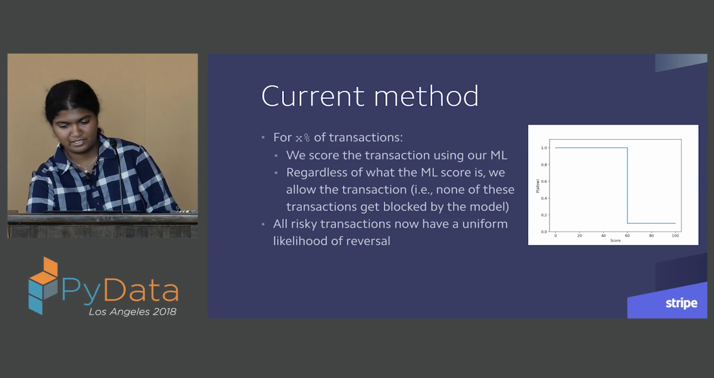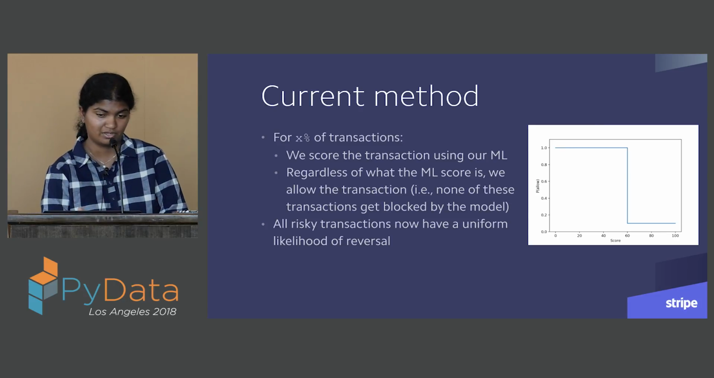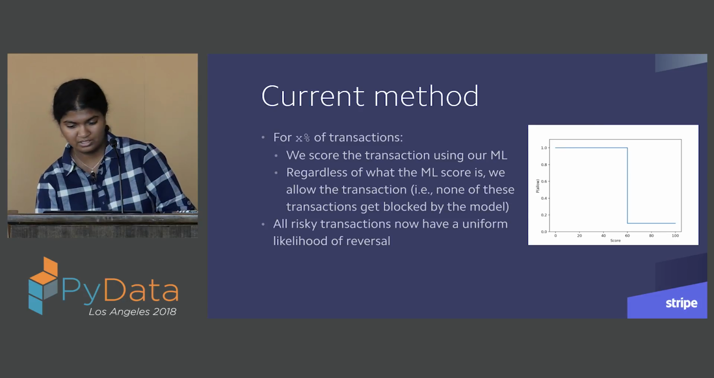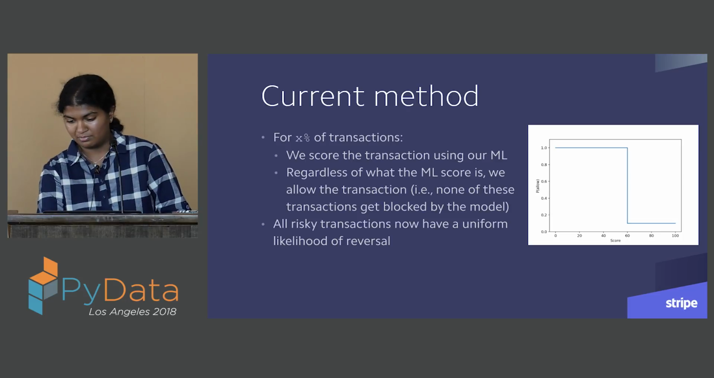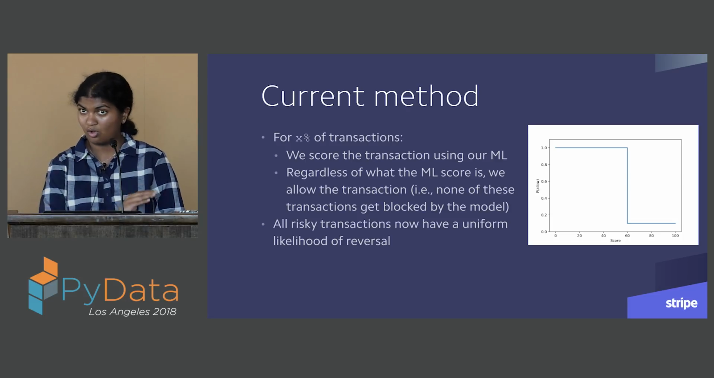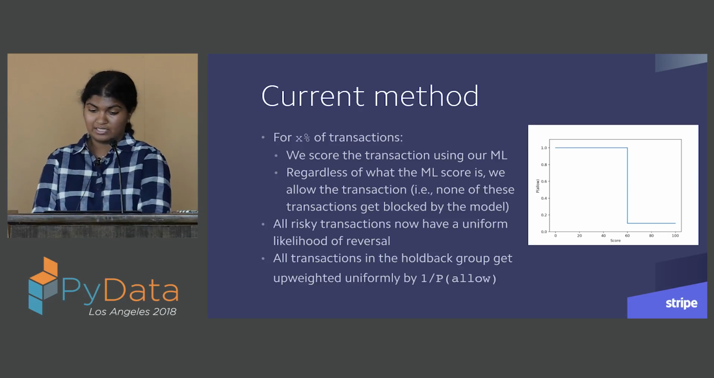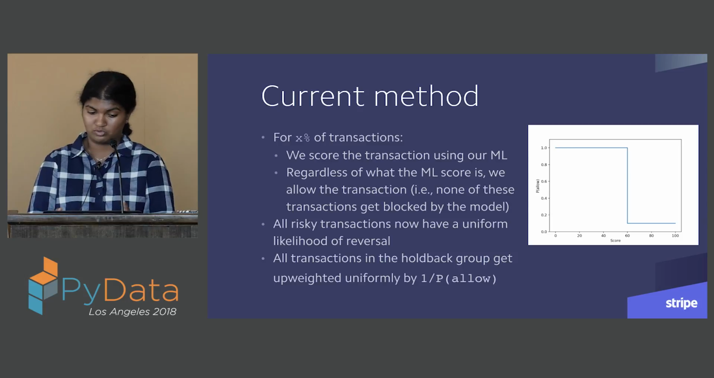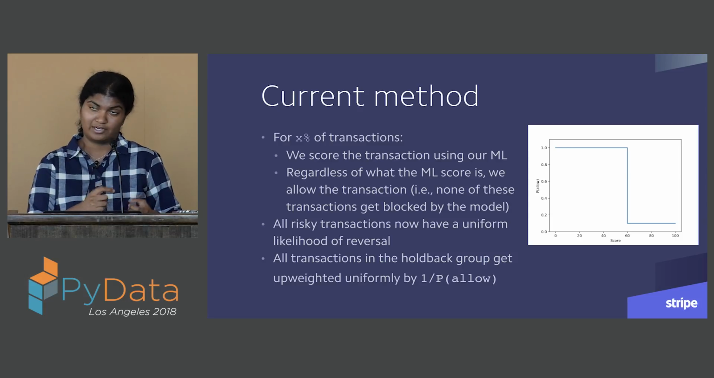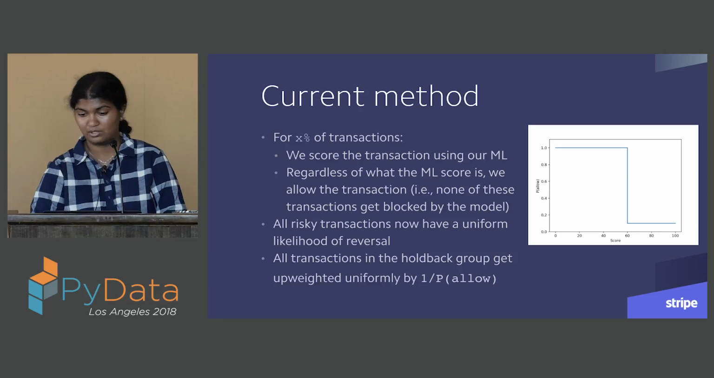And if you look at the propensity function now, it's much simpler. If we were not going to block the charge, we're still not going to block the charge. And for any charge that we were going to block, I've used a hypothetical 0.1 p allow for all transactions we were going to block. All transactions in this X%, which we call our holdback group, get uniformly upweighted instead of having this variance in the upweighting, because p allow is now constant.